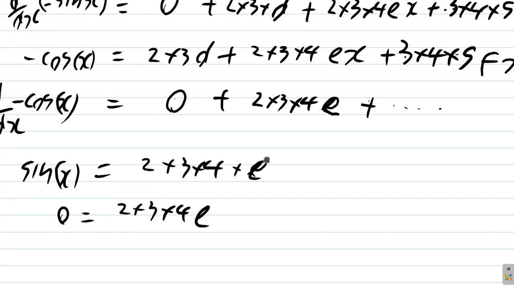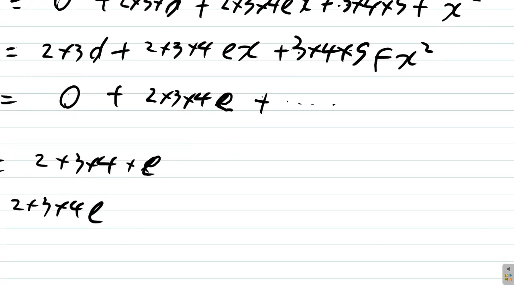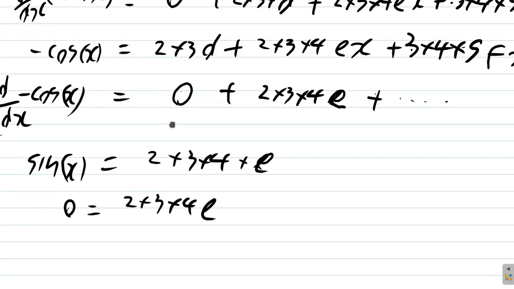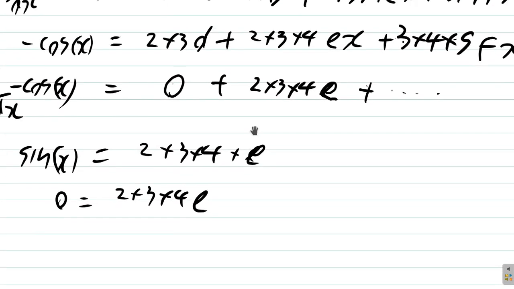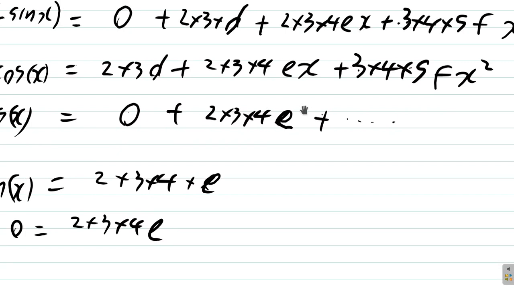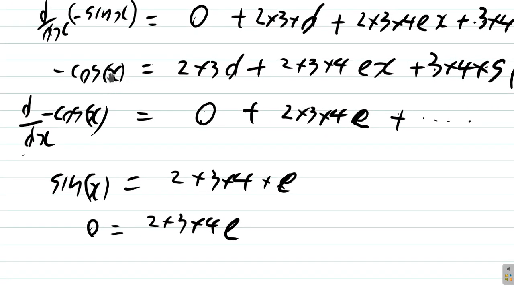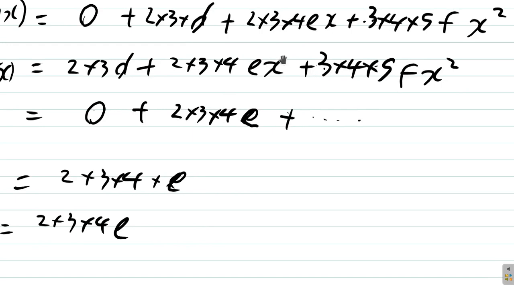This will go to 0 here, but when you differentiate 3 by 4 by 5 f x squared, right? Differentiate once more. When you have negative cos, is this. You had differentiated 2 by 3 by d to get 0. You differentiate 2 by 3 by 4 e x to get 2 by 3 by 4 e. Let's differentiate 3 by 4 by 5 f x squared. What you would get is 2 times 3 times 4 times 5 f x. Alright, good.